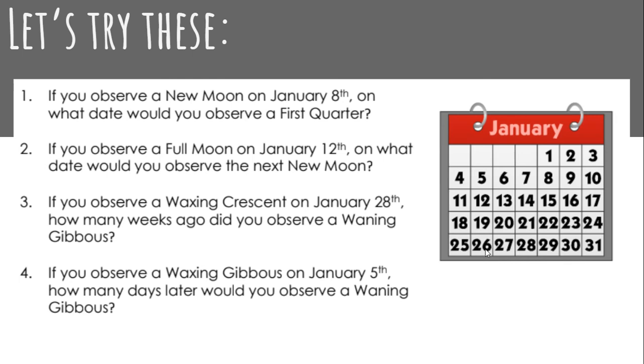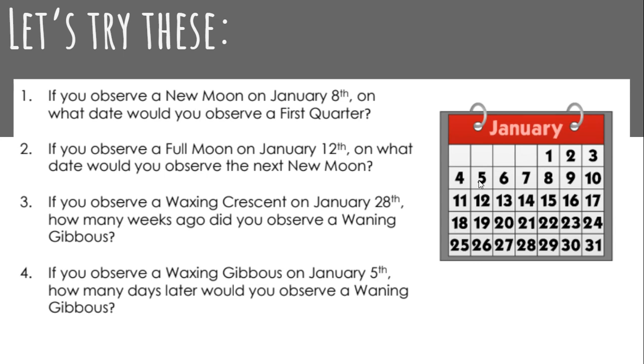If you observe a waxing crescent on January 28th, how many weeks ago did you observe a waning gibbous? Waxing crescent and waning gibbous are across from each other on the diagram, so we know that that's a difference of 2 weeks, which means that would be 14 days ago or 2 weeks ago, which would be on January the 14th.